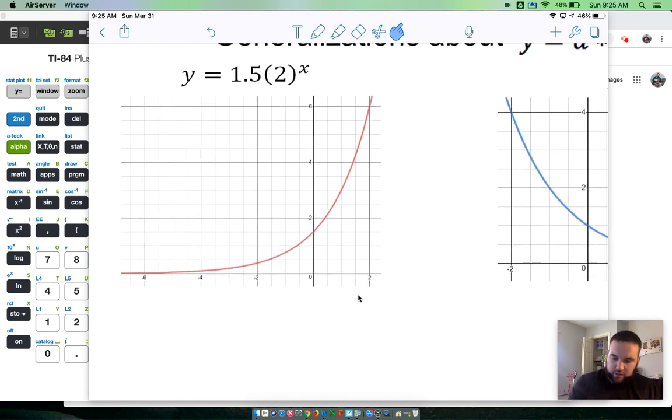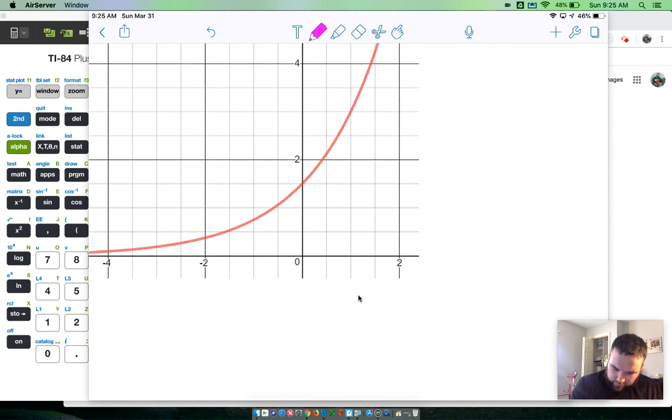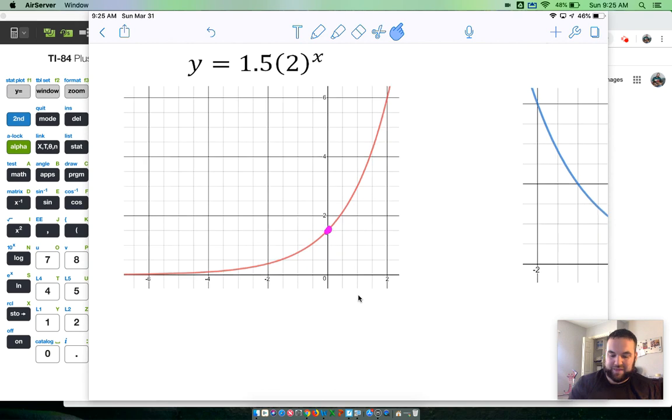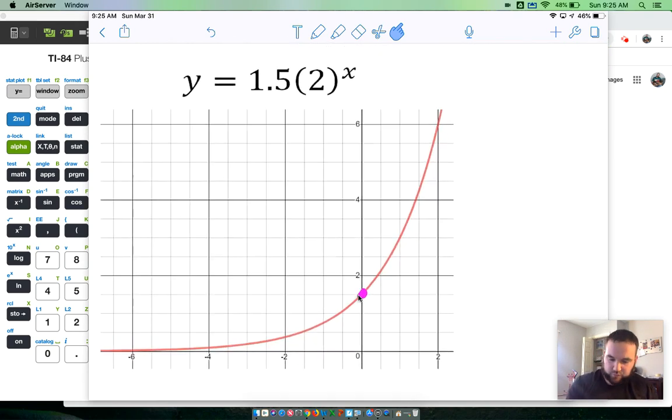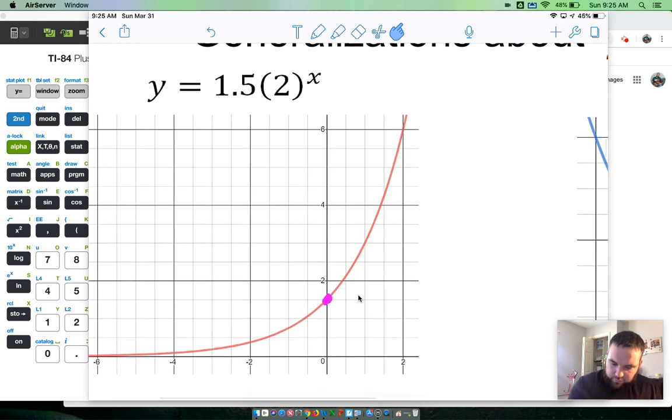We saw that the start value is actually on the graph, and that start value is what happens if you plug in 0 every time. So picture this real quick. If I were to replace x with 0, 2 to the 0 power is 1. So then if I had 1.5 times 1, that would just give me 1.5 back. So an x value of 0 is always going to give you a y value equal to the start value.